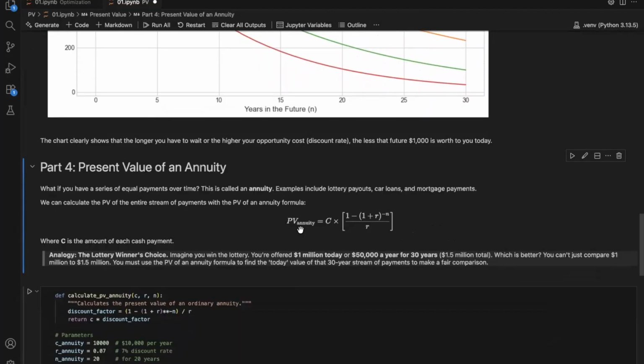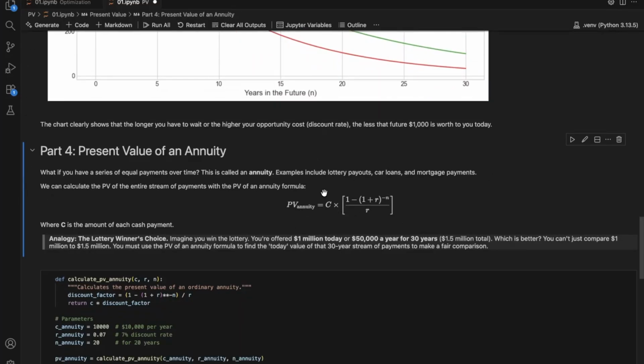Now, what if you're promised a series of equal payments over time, like a lottery payout or a pension? This is called an annuity. We can find the present value of the entire stream of payments with a single formula. This is the formula for calculating the present value of an annuity. Present value is equal to C times (1 minus (1 plus r) to the power of minus n) divided by r, where C is the amount of each cash payment.